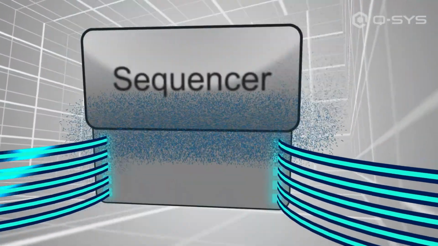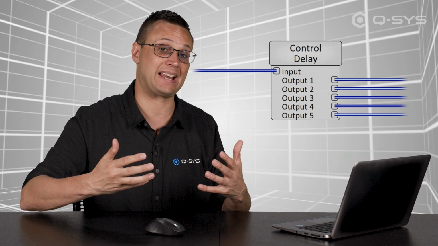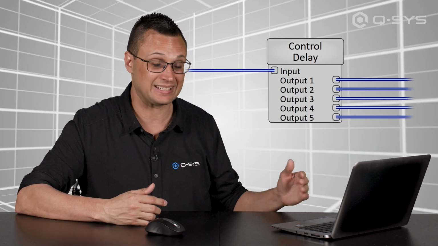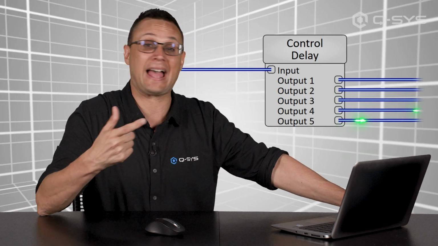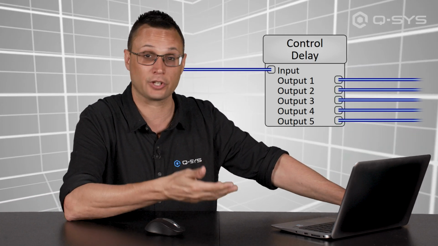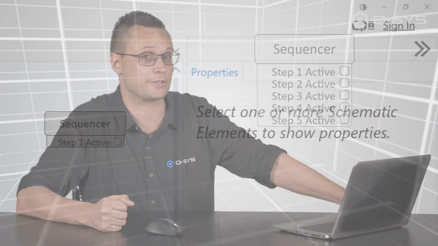You might think of the sequencer component as an upgraded version of the control delay. We previously showed you how a control delay can take an incoming signal and then transform that into multiple outgoing signals, each delayed by a certain amount of time, which is great for allowing a single action to result in a series of results based on your desired timing.